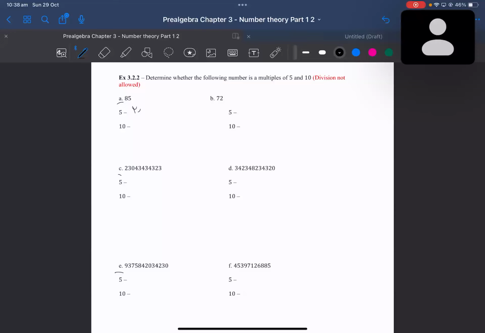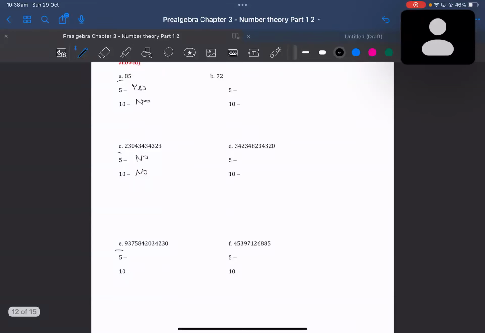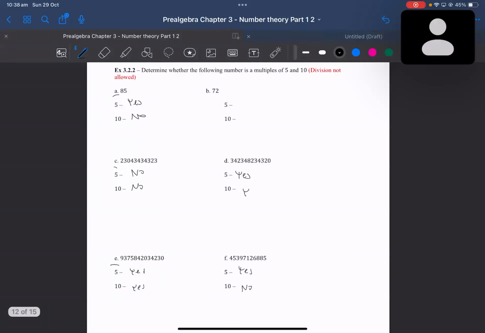All right, so we're going to quickly go over the answers. It's yes, no, no, no, and E would be yes, yes. The answer to the rest as well: F is yes, no. D is yes, yes, and B is no, no.